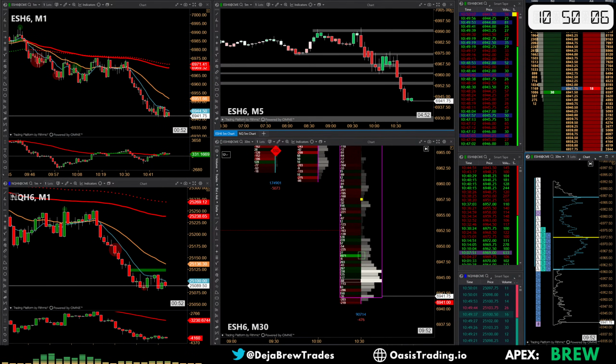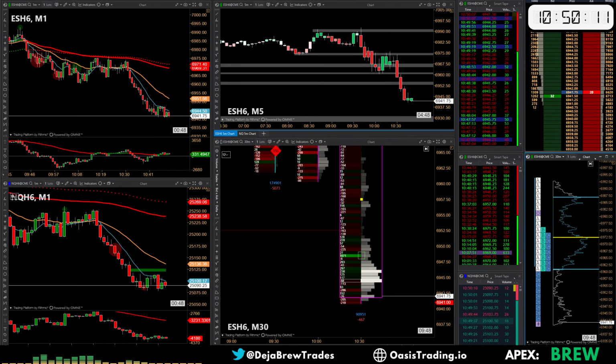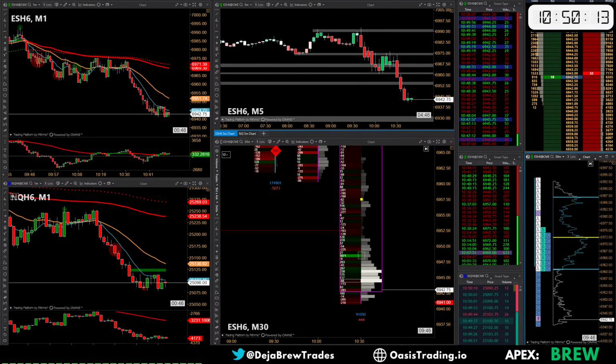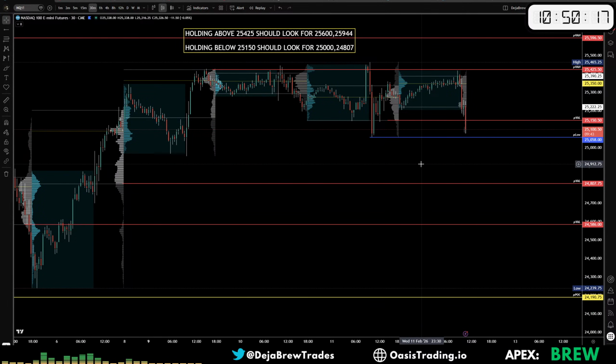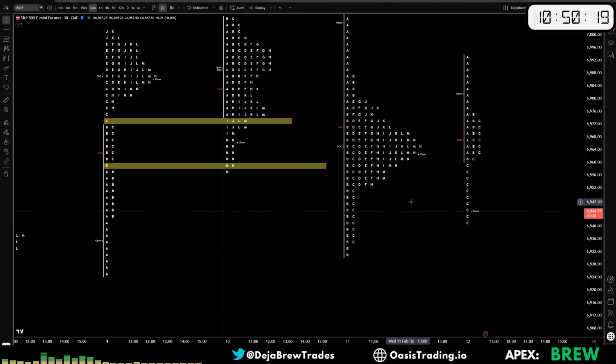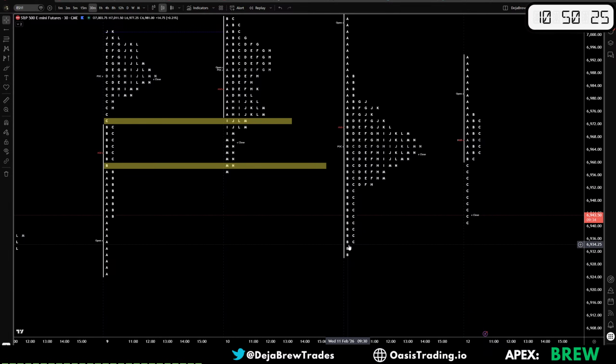Ten minutes left on this candle. Like I said, nearly identical to yesterday. Creating single prints the same way we did yesterday. I think it was the same session as well. No, it was the B session yesterday. The B session pushed down, C session opened, and then it filled them in.